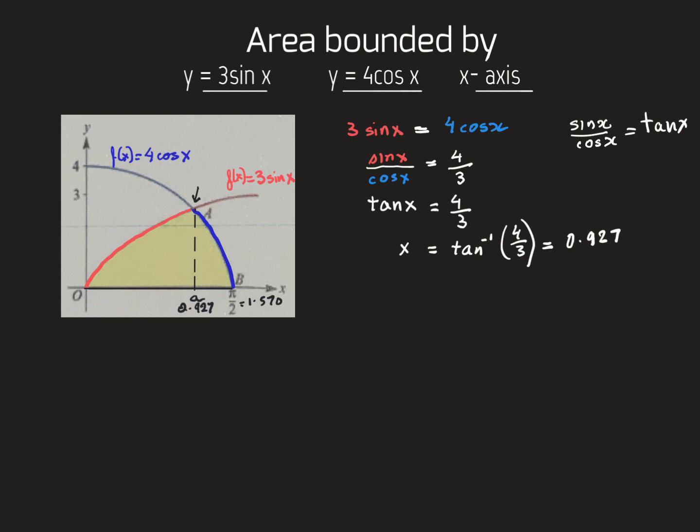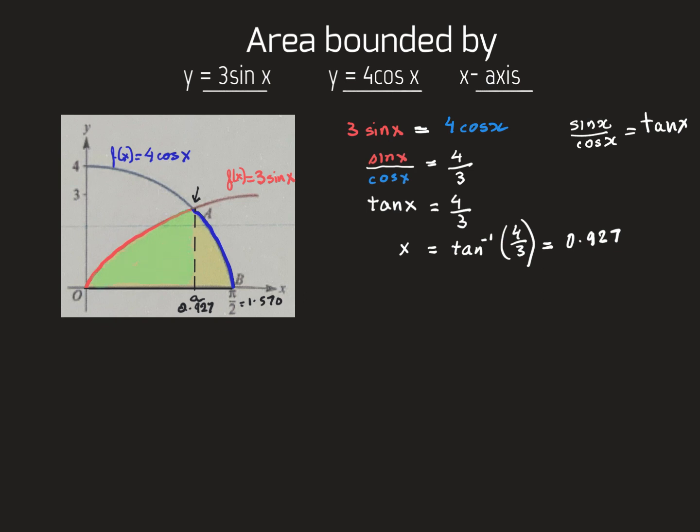Now, I've worked it out algebraically by equating those two, but you can also go straight to the calculator, put into the graphics calculator these two functions and find the intersection, and you'll find that it is 0.927.